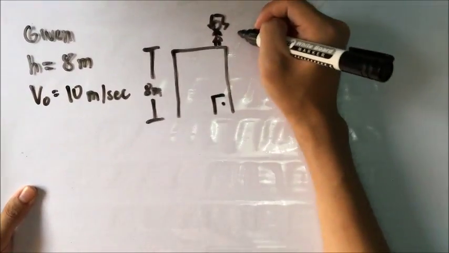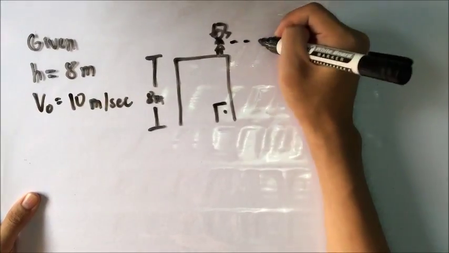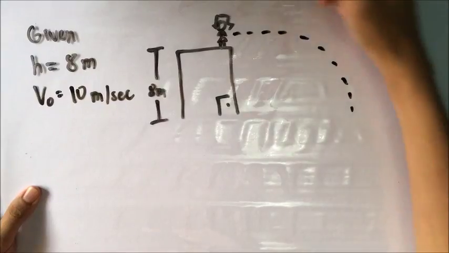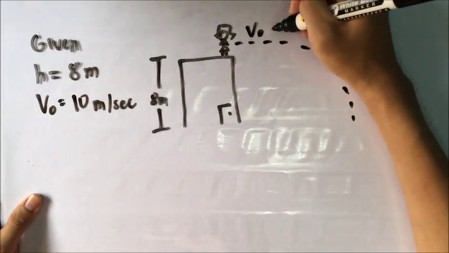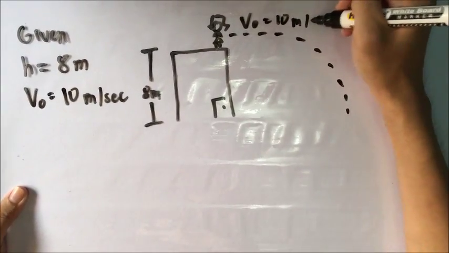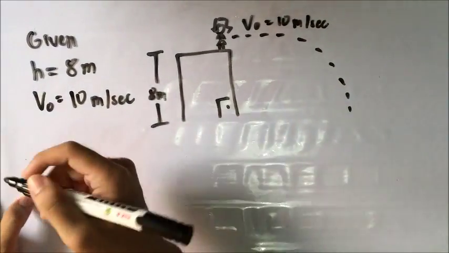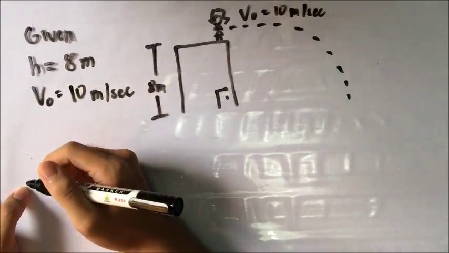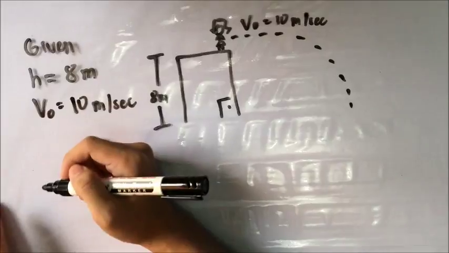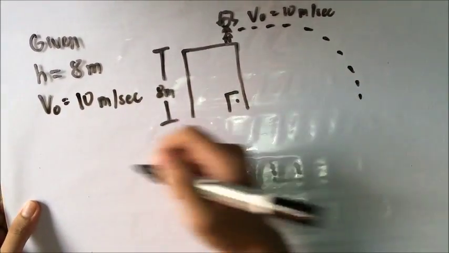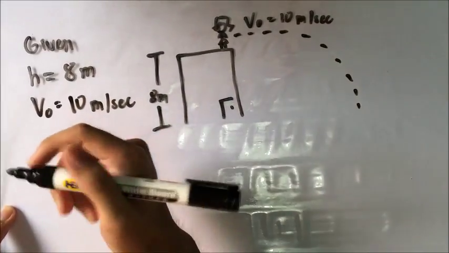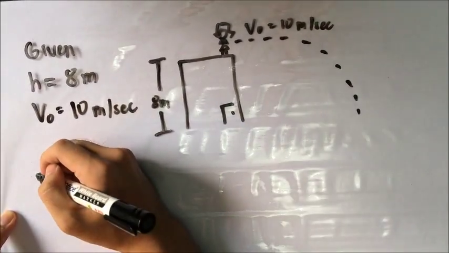Then we need to show the trajectory of the projectile. We need to put the initial velocity. So in this problem, we need to find how far the rock is from the house. How far is the rock from the house? Then we need to compute to get the distance of the thrown object.